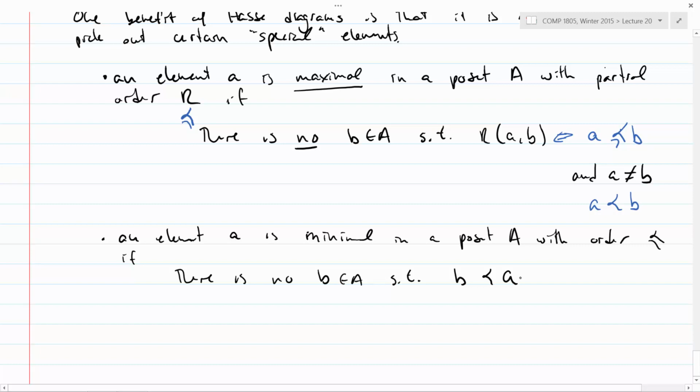All right, so now that we have these Hasse diagrams, it becomes much easier to find these things. Where does the maximal element live? Where does the minimal element live?